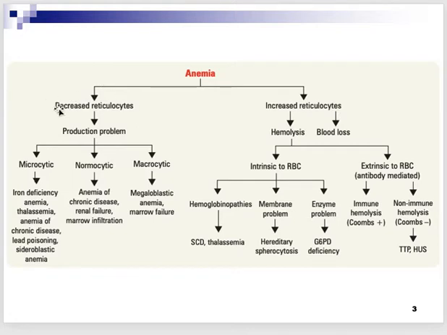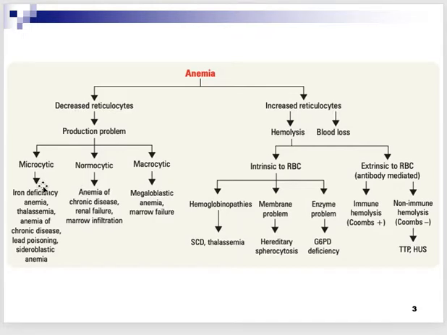When the reticulocyte count is decreased, we know there is a production problem, meaning the RBCs are not being produced. It could be normocytic, microcytic, or macrocytic. Whenever it is microcytic, the MCV is less than 80. Whenever it is macrocytic, the MCV is more than 100, and between 80 and 100 it is called normocytic.